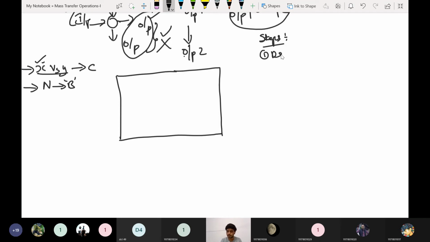So the first step is to draw N versus X comma Y. How can you draw it? N versus X comma Y, you have to draw like this. In the usual case, what will happen is that this N versus Y will come like this. So this is called N versus Y.